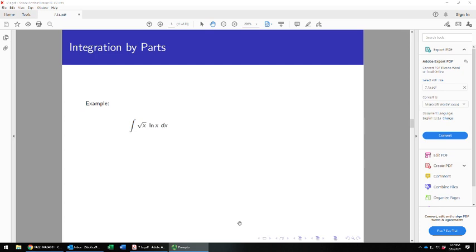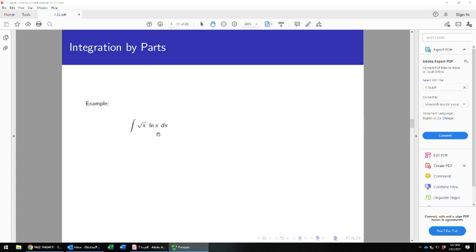Let's do another example. Integral of square root of x times log x dx. Again, this is not a basic antiderivative that we know, and it's also not a u substitution. In particular, I really do see a product here, right? I see a square root of x times natural log of x. So if I want to do this antiderivative, I'm probably going to have to use integration by parts.